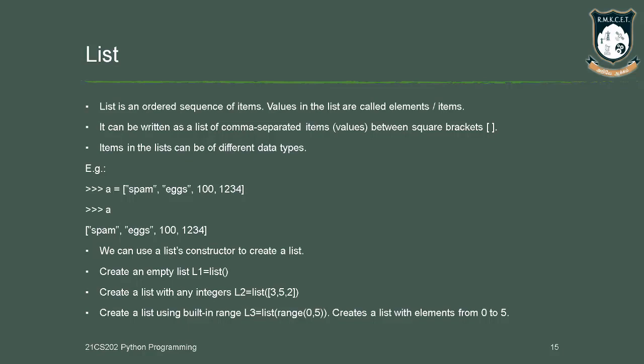Here we can see an example of a list: a equal to spam, x, 100, 1, 2, 3, 4. So this is the format. In order to create an empty list, you can use the list function itself.